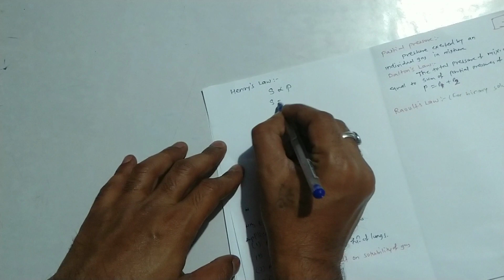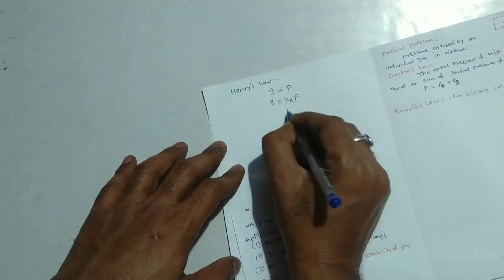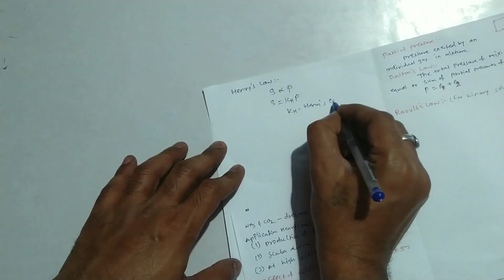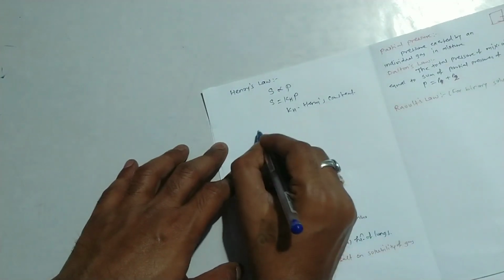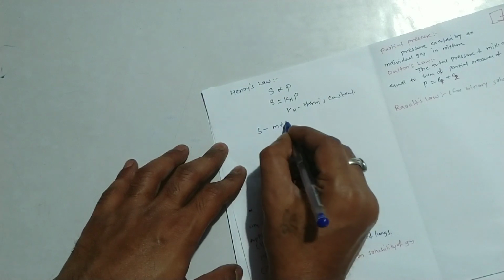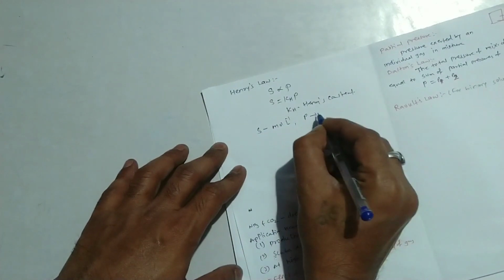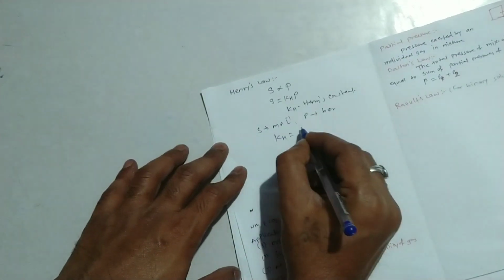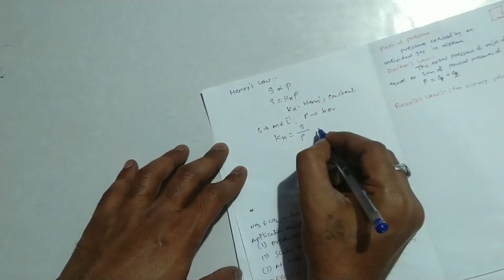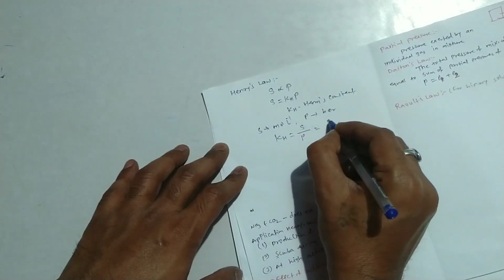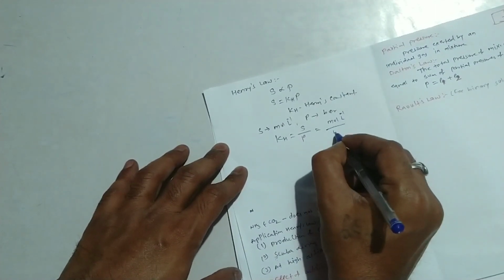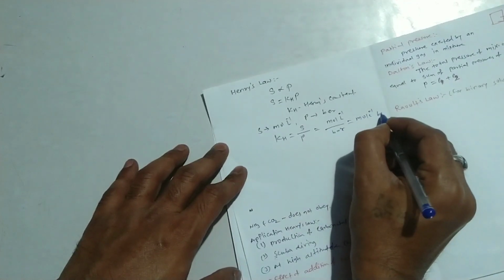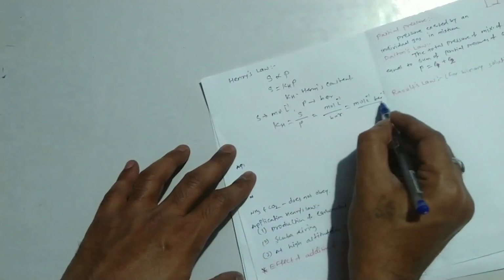So here we will get S = KH P. KH is nothing but the Henry's constant. Here S is solubility, whose unit is mole per liter. P is the pressure, whose unit is bar. So from this expression KH = S/P. S is mole per liter and pressure is bar, so mole per liter per bar is the unit for KH.